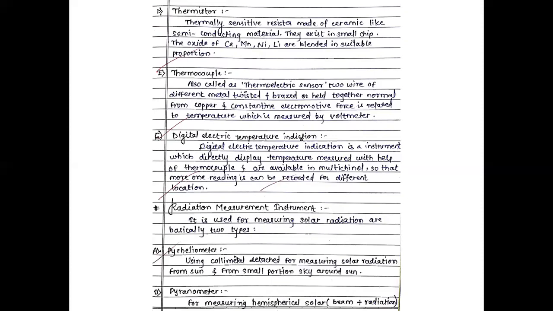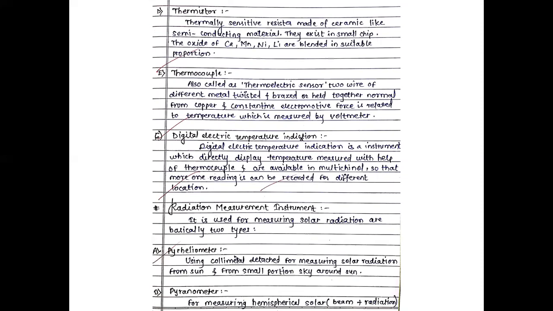First is the pyrheliometer, using a thermopile detector for measuring solar radiation from the sun and small portions of sky around the sun. So this device measures the radiation from the sun, and also from a small portion of the sky around the sun, or environmental portion.